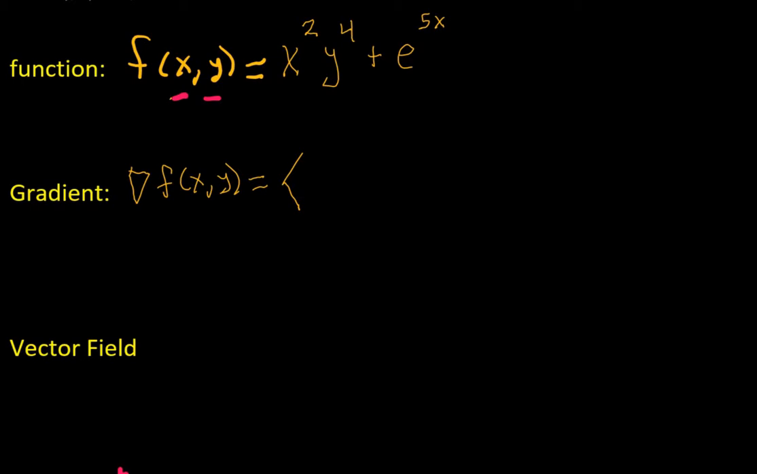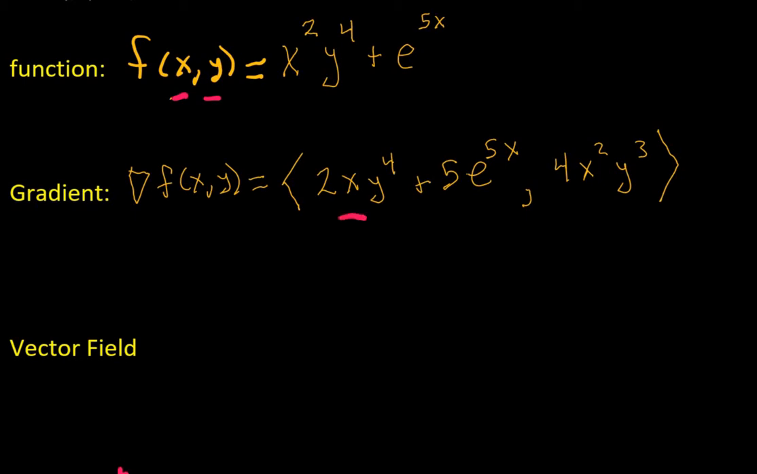So the x partial derivative is going to be 2x y to the fourth plus 5 times e to the 5x, and then the y partial derivative is 4x squared y to the third. So we make a vector. This particular vector has two variables, and the x component of the vector is here and the y component is here. Now we just recently learned in the chapter that this is also called a vector field.